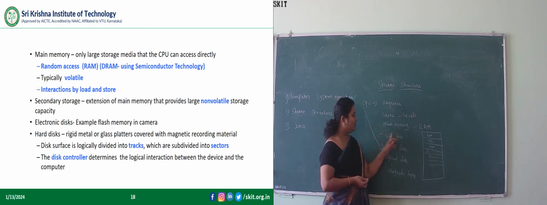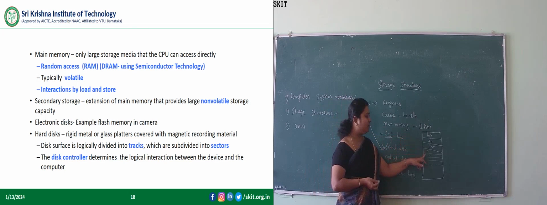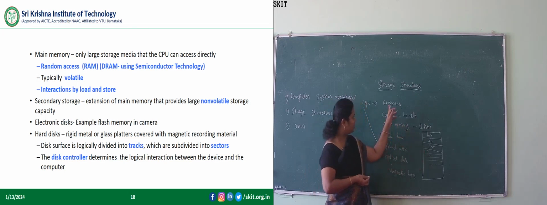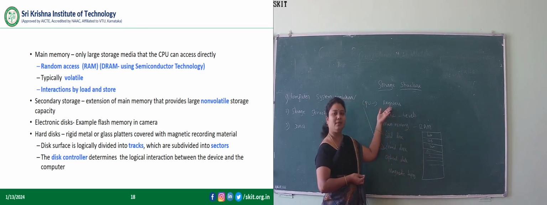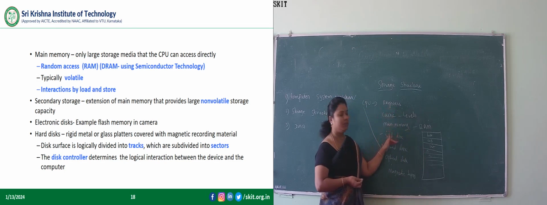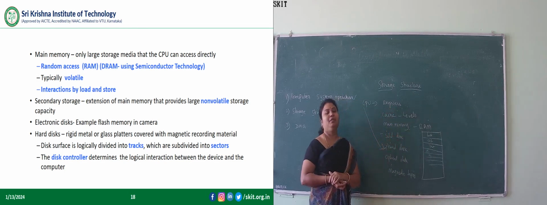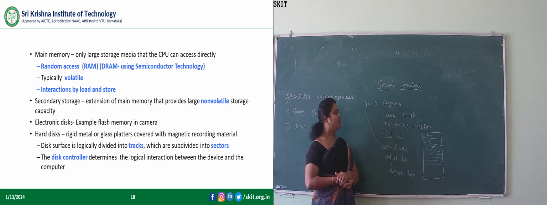Whenever it wants to take it from the hard disk to the main memory, it will perform the load and it will load it to the registers, and after calculations again it will store it into the main memory, okay. So this is the way it performs the interactions with the CPU, okay.